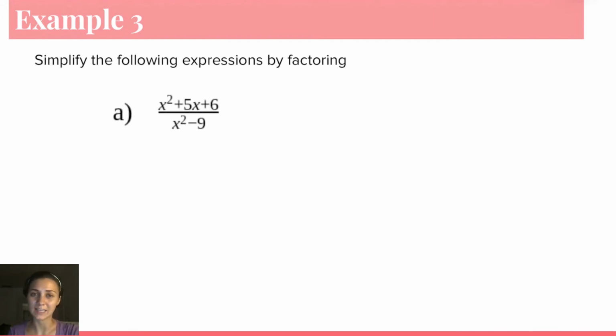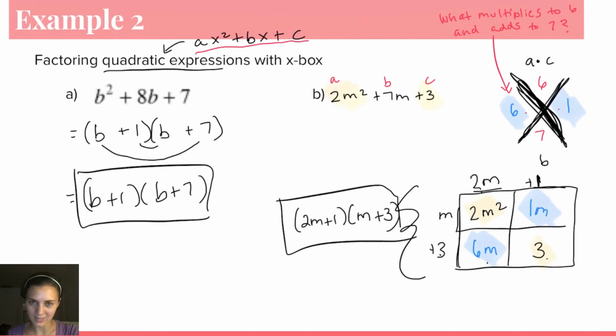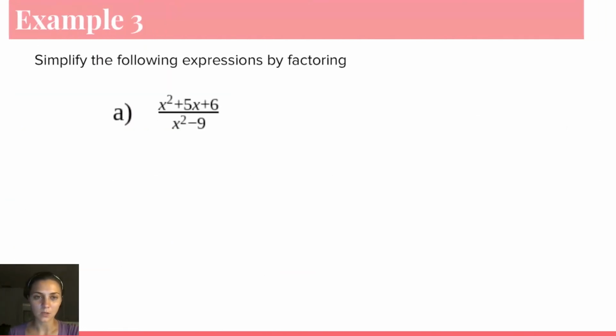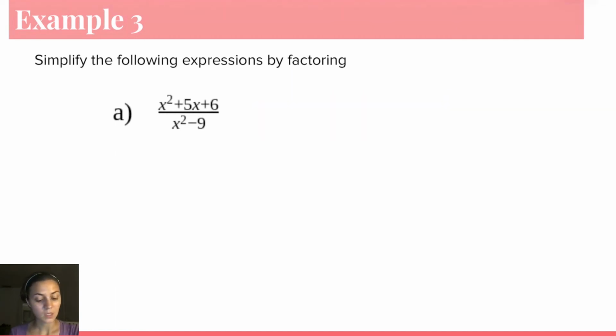So on the AP exam, you're not going to have a question that's just asking you to factor. That's not going to happen because that's an algebra skill. But on the AP exam, you might have something like this that you will need to be able to simplify and factor. So the point of being able to factor is to simplify expressions that look like this. So we're going to simplify this expression by factoring. So I need to factor the top and the bottom.